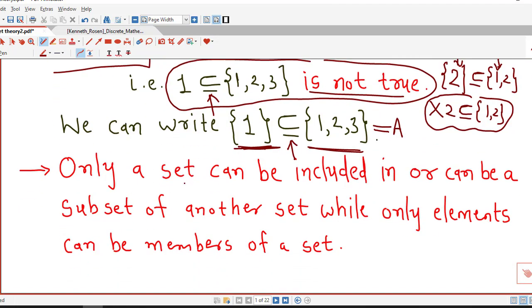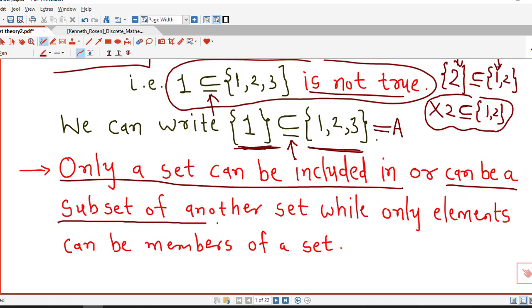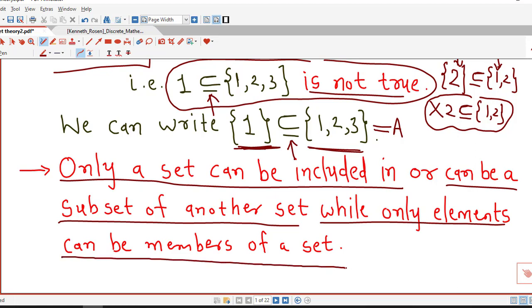So here we have mentioned that only a set can be included in, or can be a subset of, another set. So the definition of subset is for two sets. Only a set can be a subset of another set. An element can never be a subset of another set, while only elements can be members of a set.